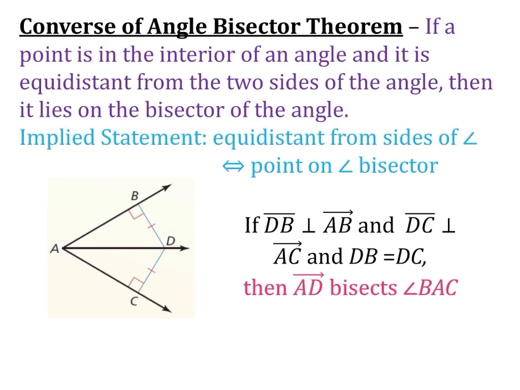And then the converse of the angle bisector theorem states that if a point is in the interior of an angle and it is equidistant from the two sides of the angle, then it lies on the bisector of the angle. Shorten that down to: equidistant from sides of angle if and only if point on angle bisector. So here we're saying that if these distances are equal, then we can conclude that ray AD is bisecting angle BAC.